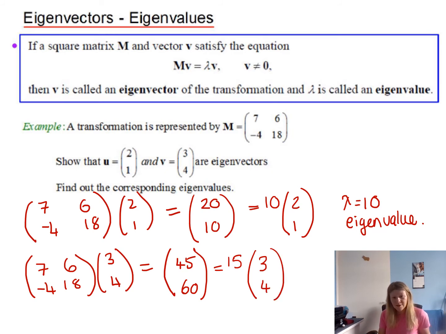So again, yes, it's an eigenvector because it's been transformed to a multiple of itself. And 15 is lambda, lambda equals 15, which is the eigenvalue. So (3, 4) is the eigenvector, 15 is the eigenvalue.